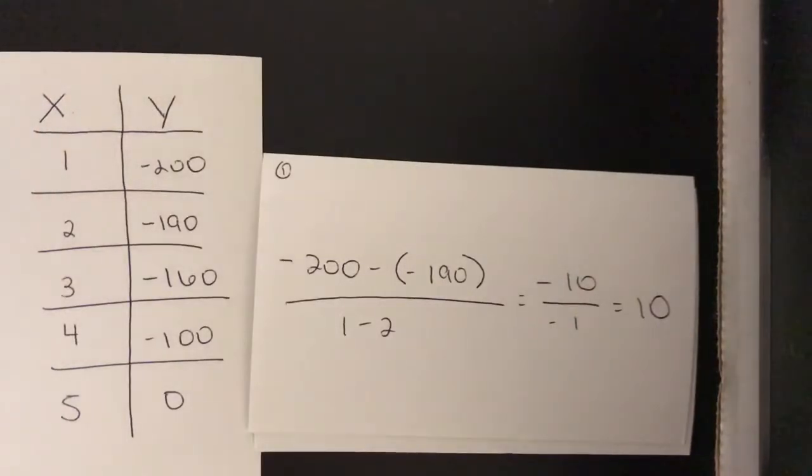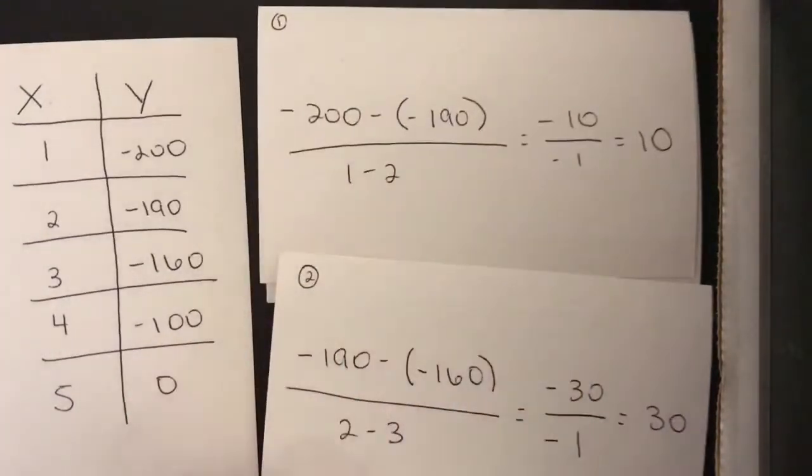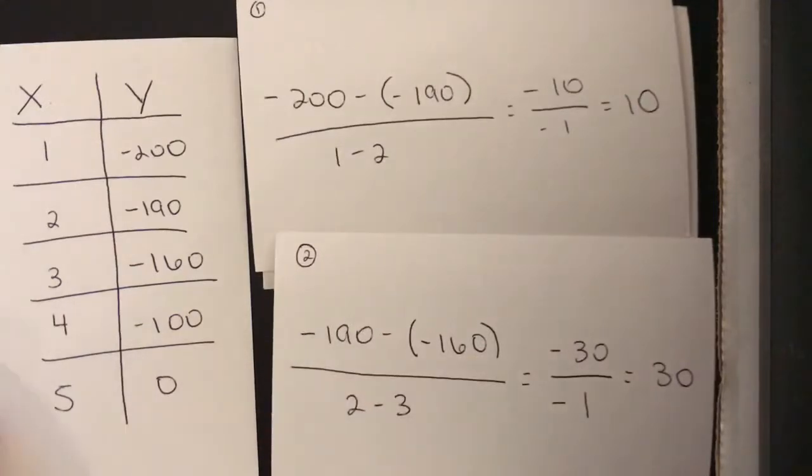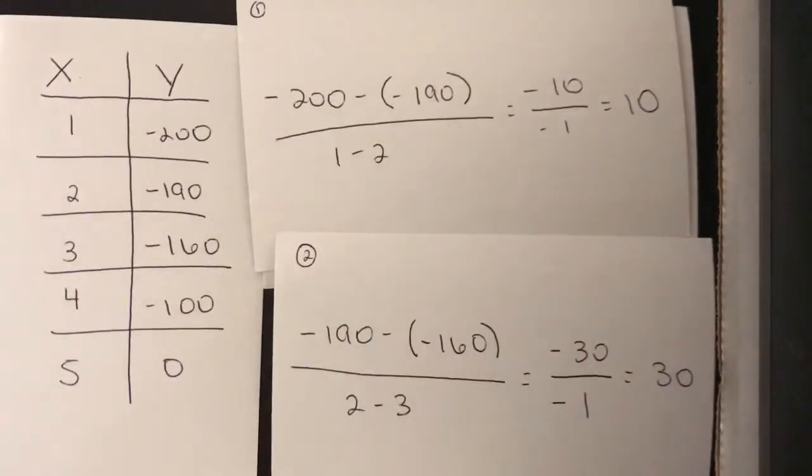That gave me negative 10 because you are subtracting a negative number, and then I had 1 minus 2 equals negative 1, and that overall is a positive 10. For the second values, I used negative 190 and negative 160. So when you use the corresponding x values, that gives you negative 190 minus negative 160, which equals negative 30, divided by 2 minus 3, which is negative 1.